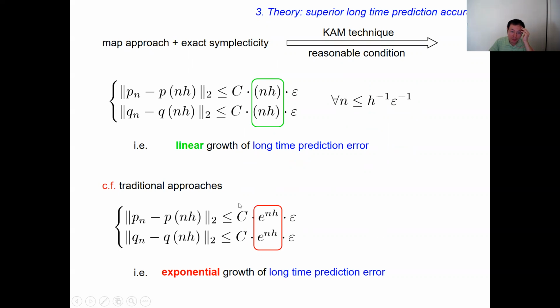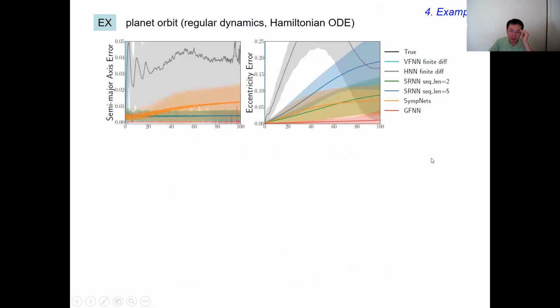And this is not because you have a lousy bound. This kind of error can really be attained. So you see that if n times h is very big, the traditional approach will give you a much bigger error than the new approach. That is why, for example, when we predict planet orbits, our prediction has error that stays at the very bottom when compared to other popular approaches on the market.